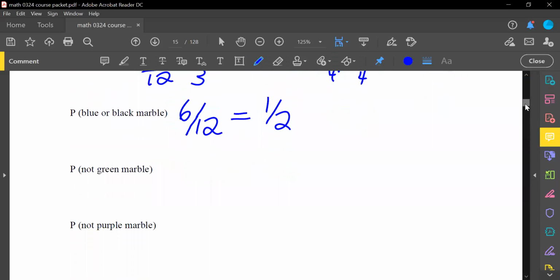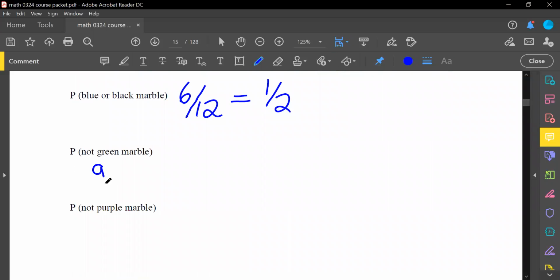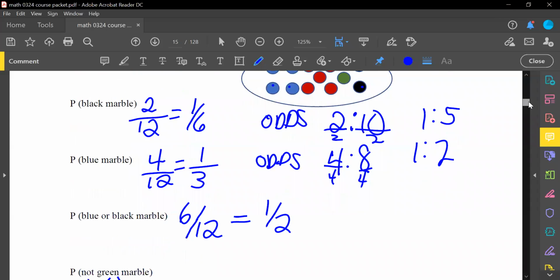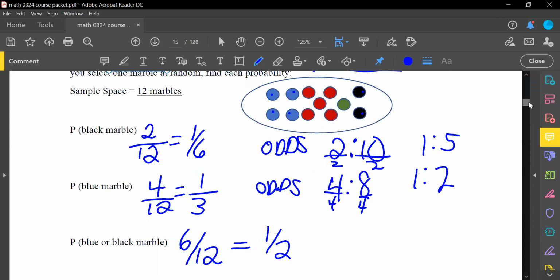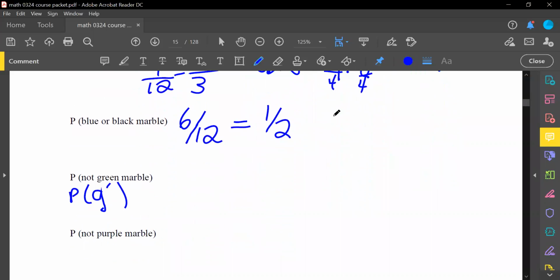Okay, probability of drawing a not green marble. So in other words, green prime. I just have to go count how many marbles are not green, and then we'll talk another way to do it. So 1, 2, 3, 4, 5, 6, 7, 8, 9. There's 11 marbles that aren't green and 12 that are.